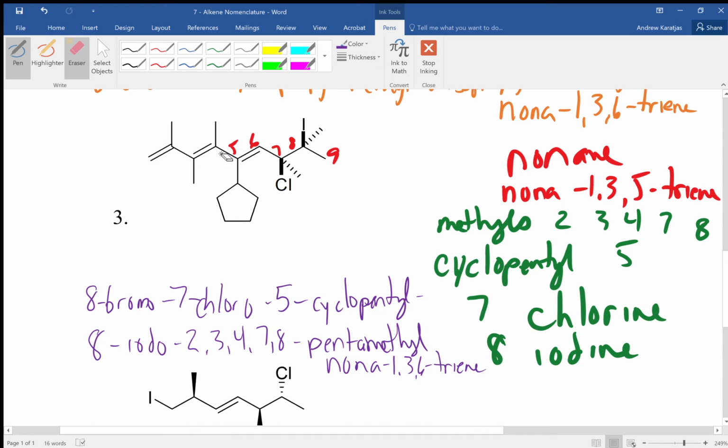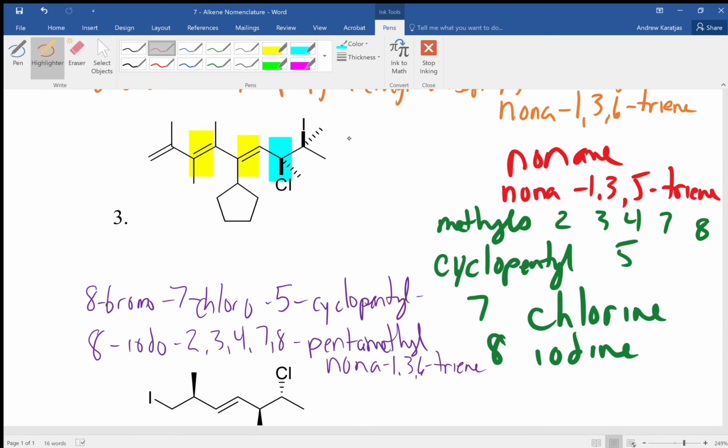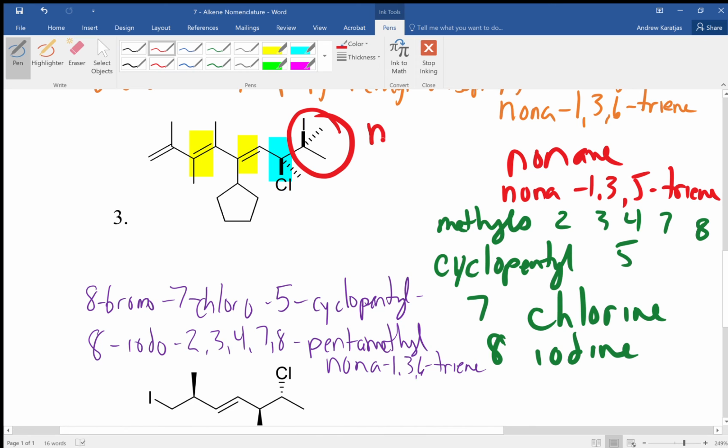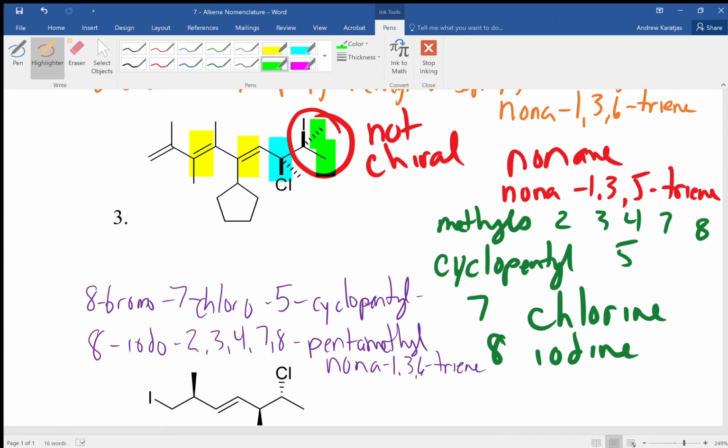This one's not quite as bad as the last one. Why? Well, we only have two alkenes we have to look at, which are this one and this one. And we only have one chiral center, which is this one. This center here is not chiral. And the reason that it's not chiral is notice that two of the substituents, that one and that one, are both methyls. If they're both methyls, that means they're the same, and that center is not chiral.